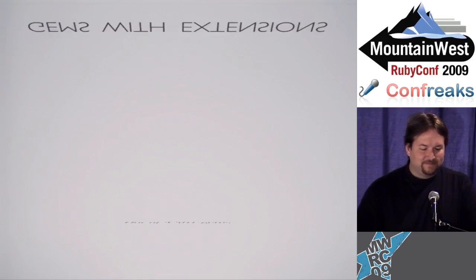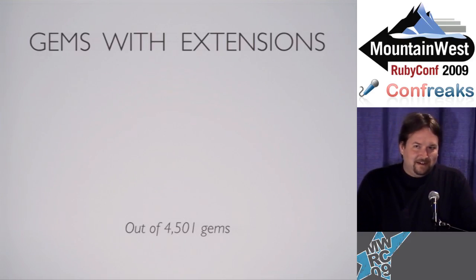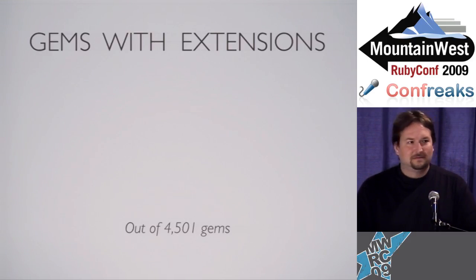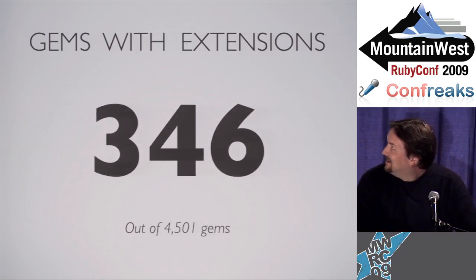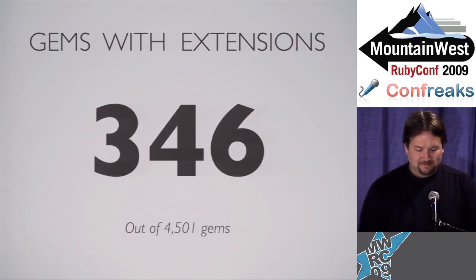Now here's the question. Out of last night, I ran it. There's 4,501 gems on RubyForge. How many of them have extensions? 5. Okay. Come on, I need a better answer than that. 42, 2,000. Over half? 346. So that means there's lots of room for improvement.